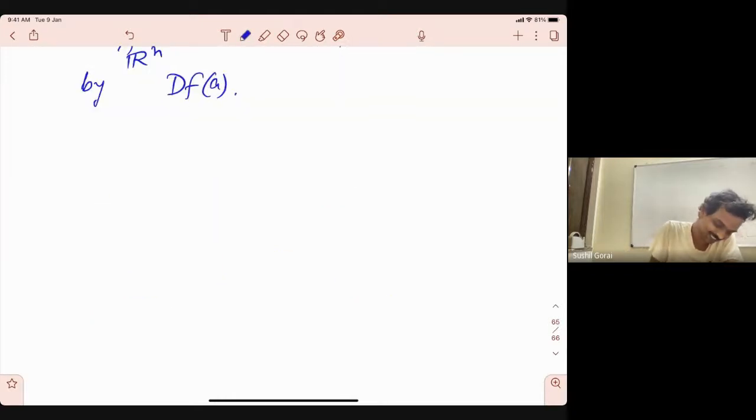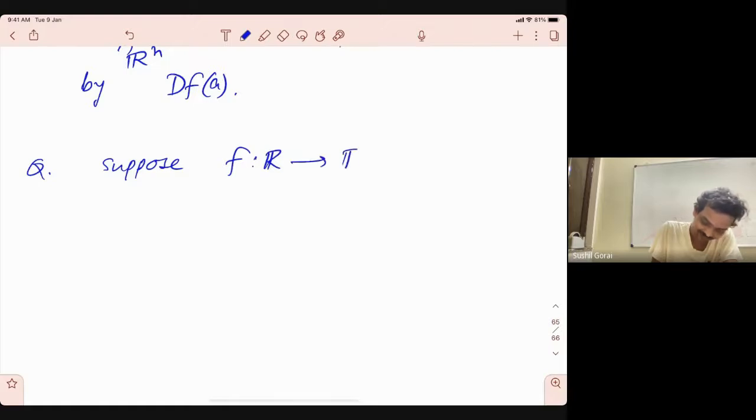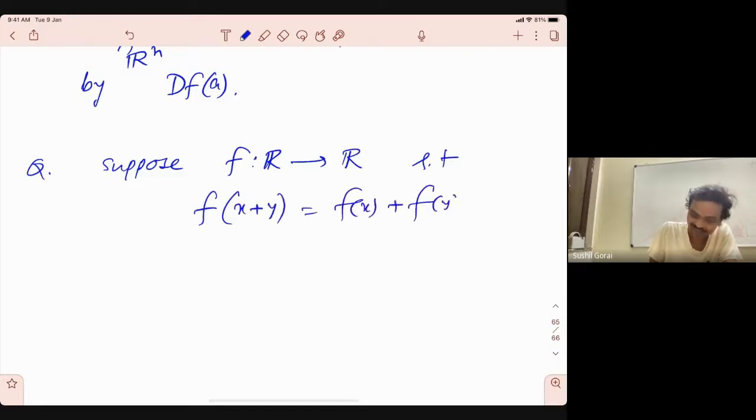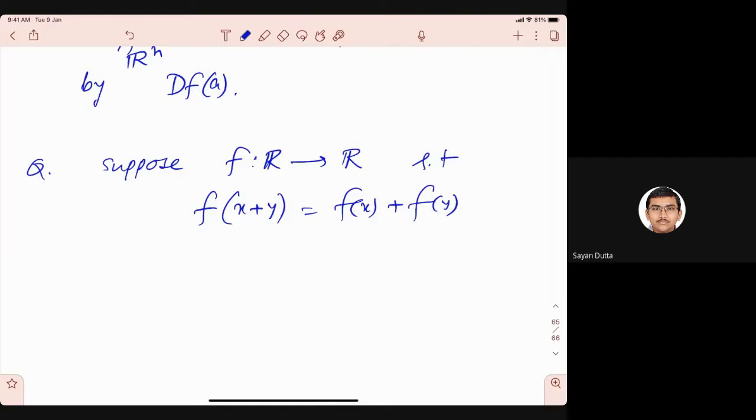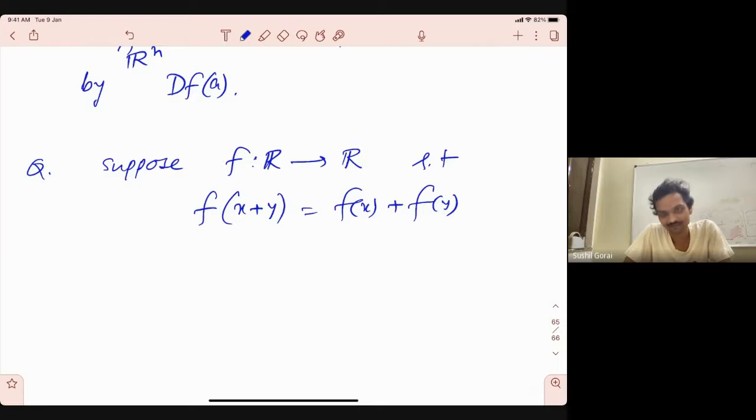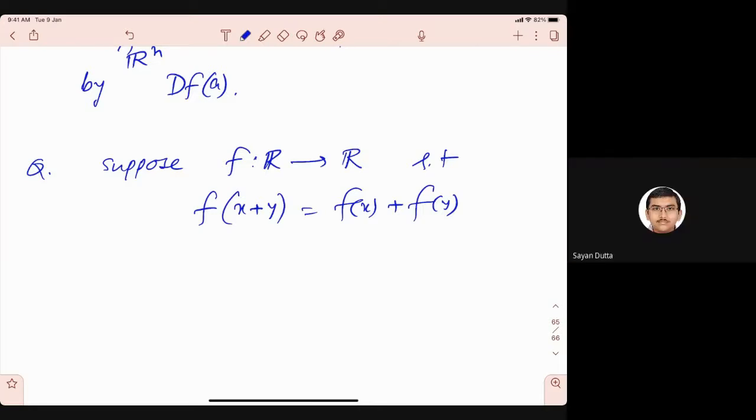So your question is, suppose f is from R to R such that f of x plus y is f x plus f y, right? And then what kind of function do you have? I think the only functions which satisfy this property are exponential functions. Exponential will not satisfy this one. If f of x equal to kx, it will satisfy.